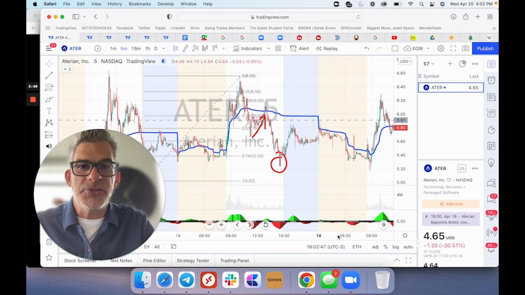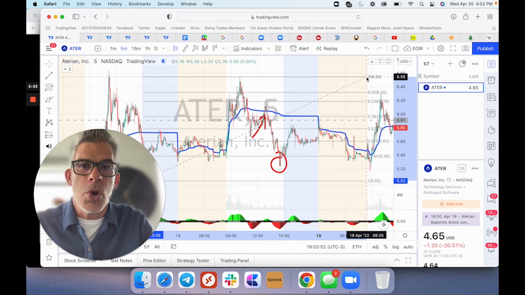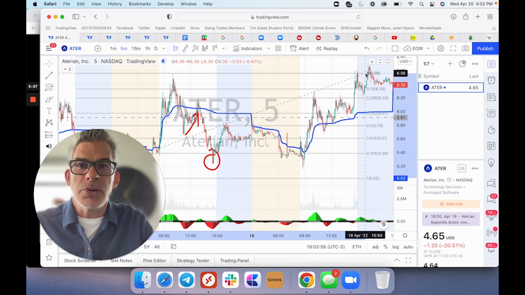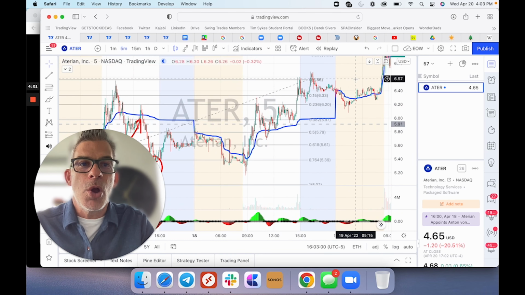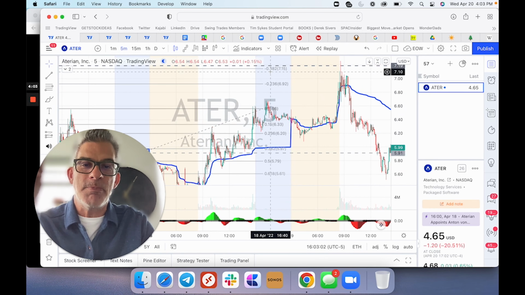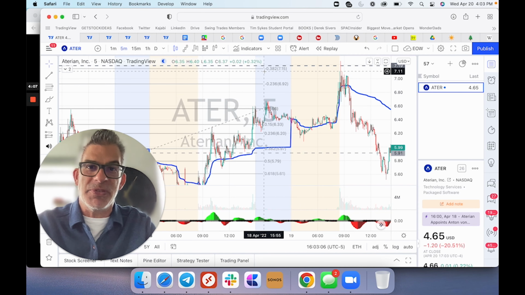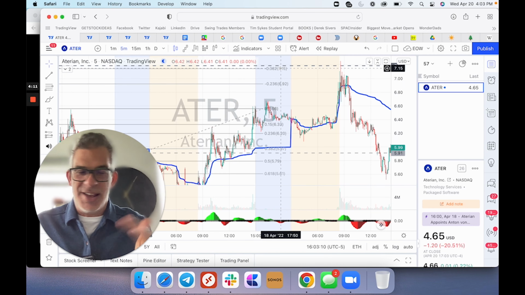But what if ATER suddenly starts to pop out of this zone? What if it jumps above that 100% level? Where might it stop? Well, guess what? These negative levels above the top of this level, kind of nice. I didn't plan this, by the way. I didn't even plan this ahead.